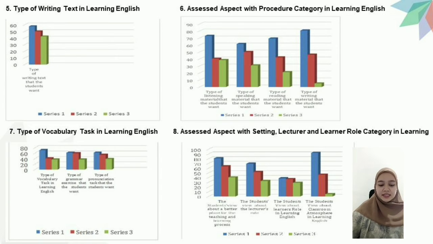And then the seventh is types of vocabulary text in learning English. In the eighth bagan, there are exercises, speaking with settings, lecturer, and learner roles category in learning English, like that.